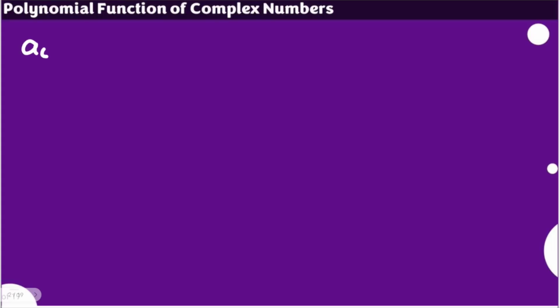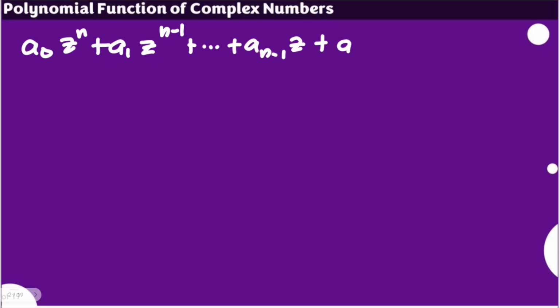We have a sub 0 z to the power of n plus a sub 1 z to the power of n minus 1, in decreasing order of z, up to a sub n minus 1 z, plus here a sub n equal to 0. This was our polynomial equation. According to the fundamental theorem of algebra, when we solve for the roots of this, we're able to identify that at least one of the roots is complex. So that is for our equation.